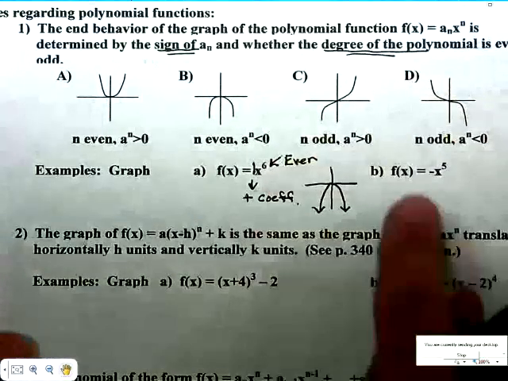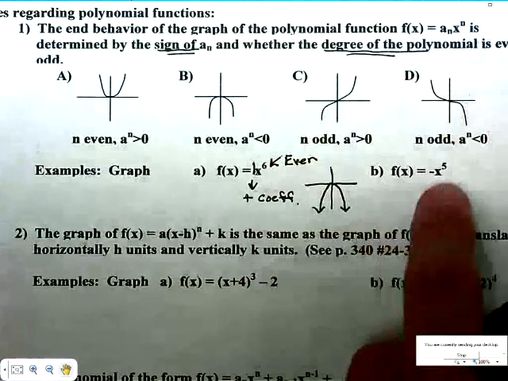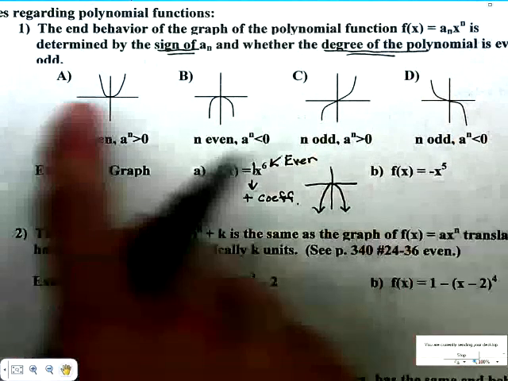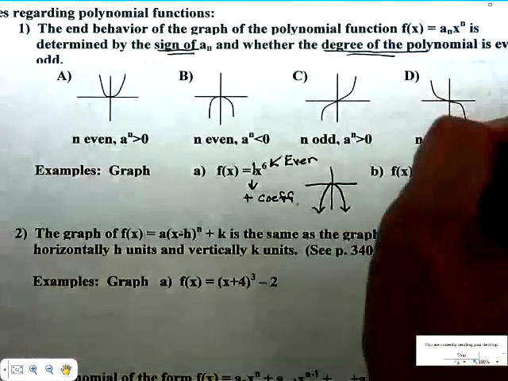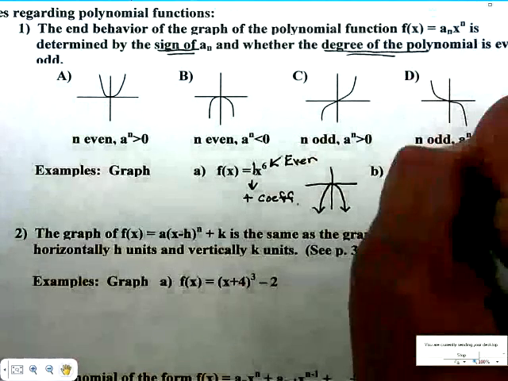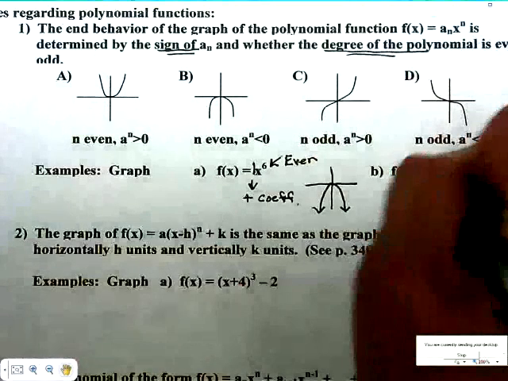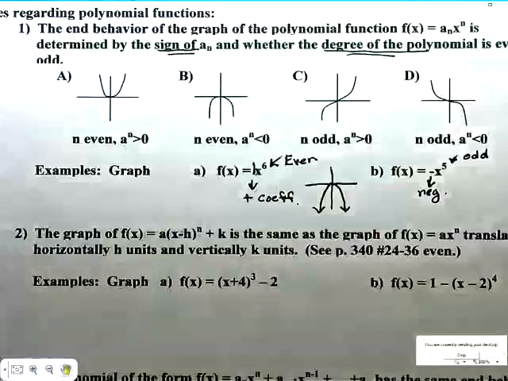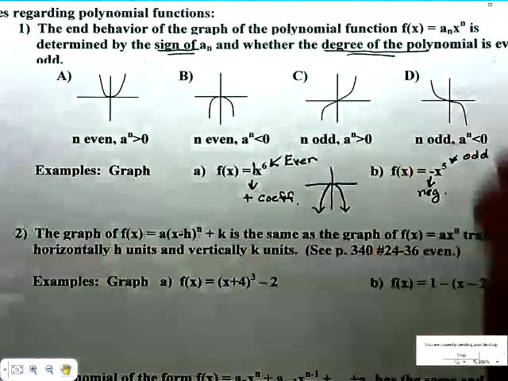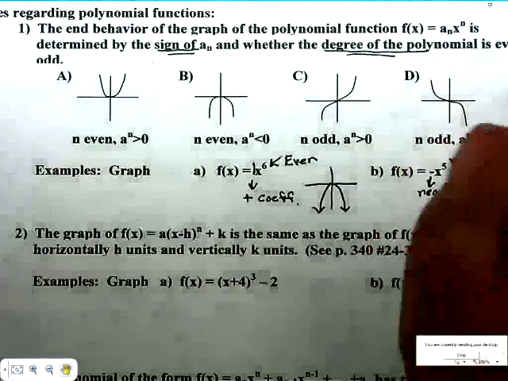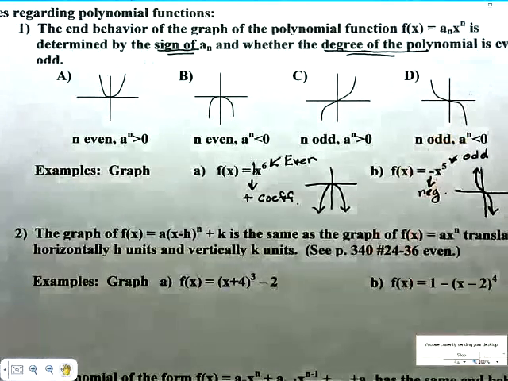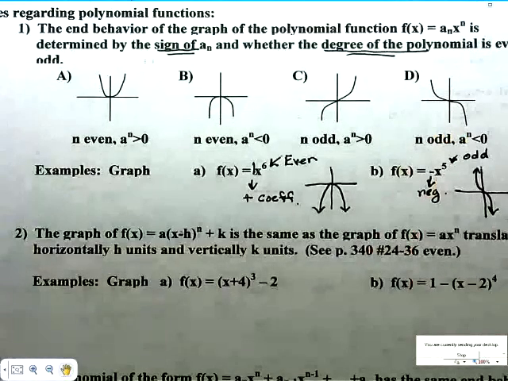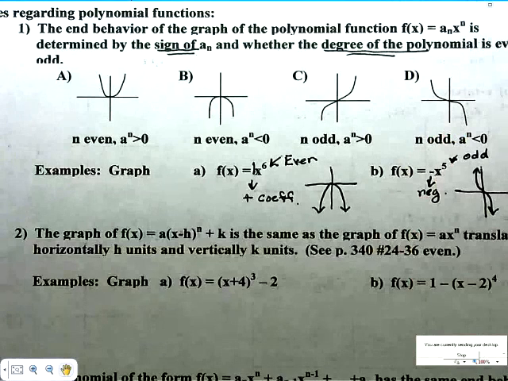Does my example B, f of x equals negative x to the 5th, look like A, B, C, or D? Yeah, it has an odd exponent and a negative coefficient. So it's kind of going to look like negative x cubed, only steeper, but if you're rough sketching, you can't tell that. That's pretty powerful. That gives us a lot of information about a graph.